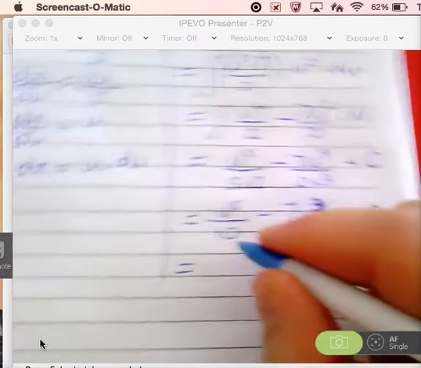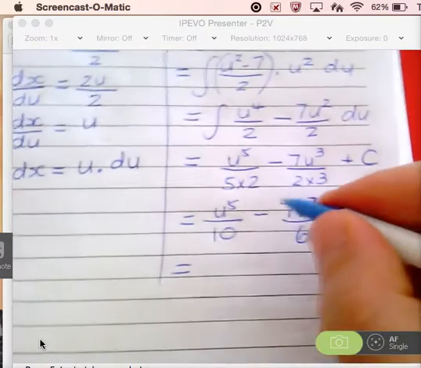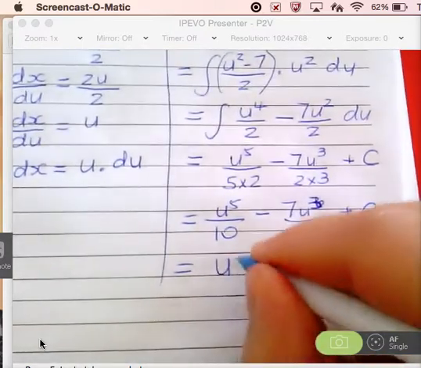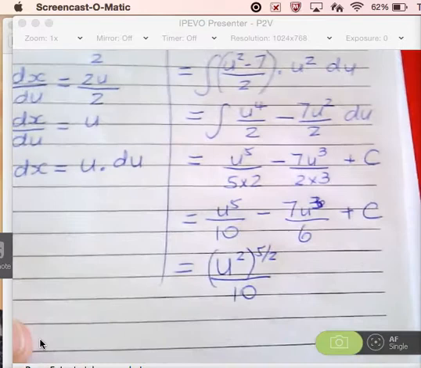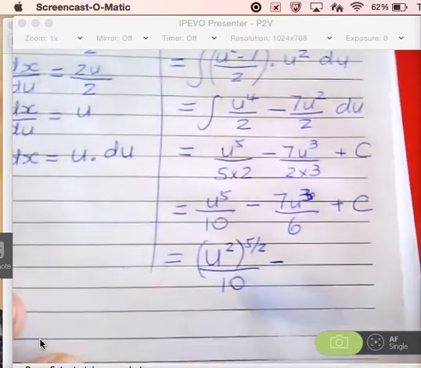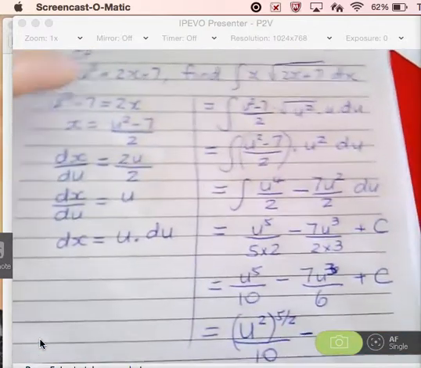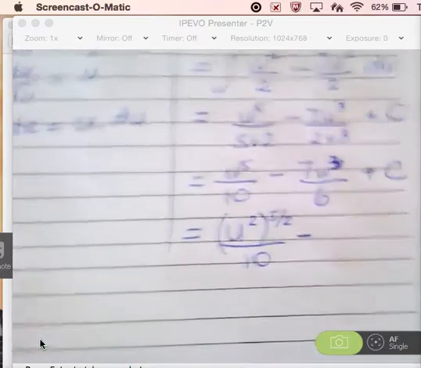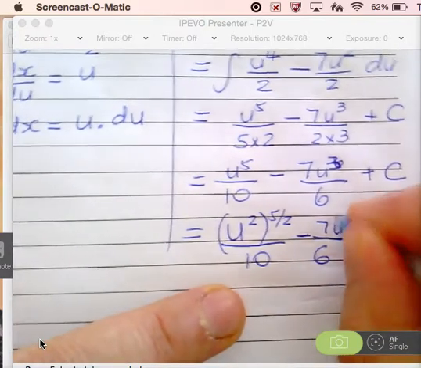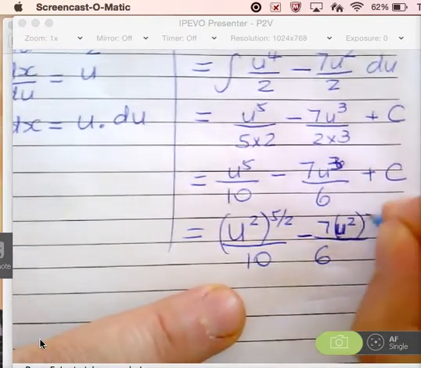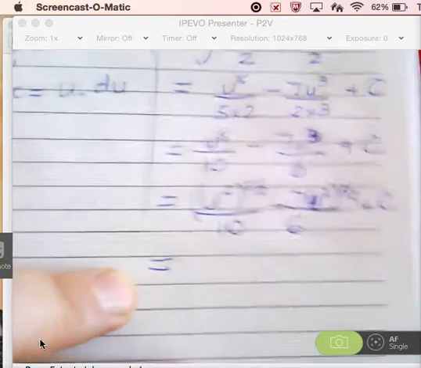u5, what a pain. All right, u5 is u squared to the 5 on 2. Do you agree? This is the only painful bit of this. You know why? I don't have a substitution for u5. I've only got a substitution in the question for u squared. Can you see that? So I make u5 u squared to the 5 on 2. I make u3 u squared. How do I balance that out? To the 3 on 2. Plus C.